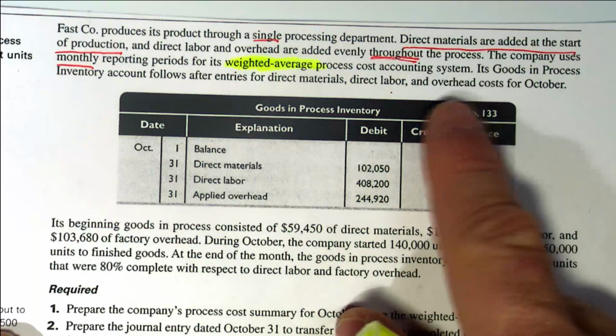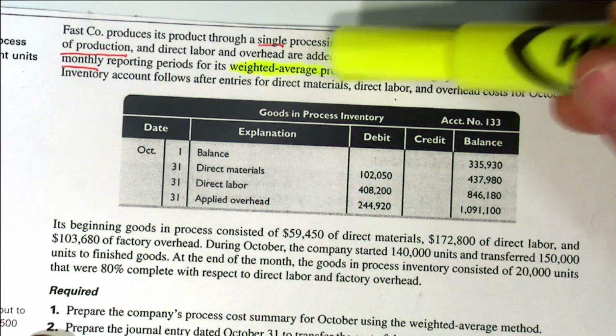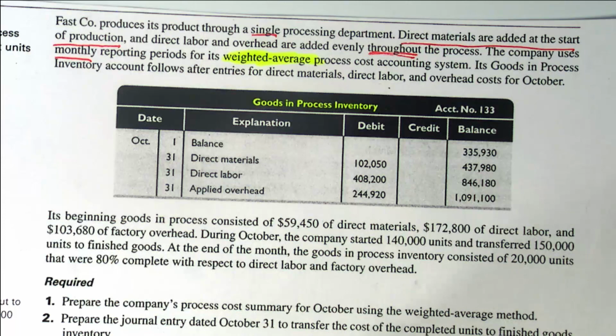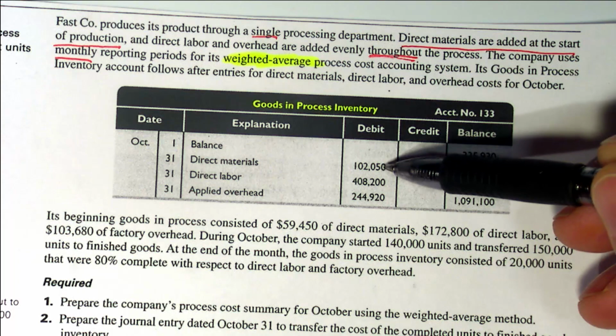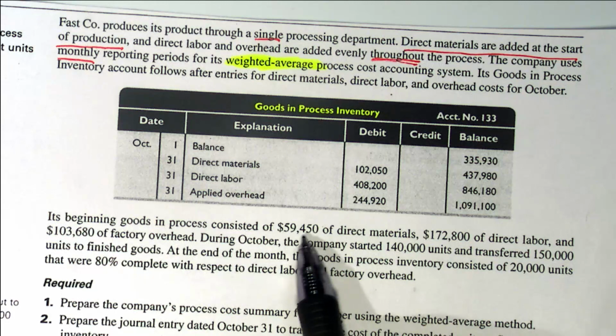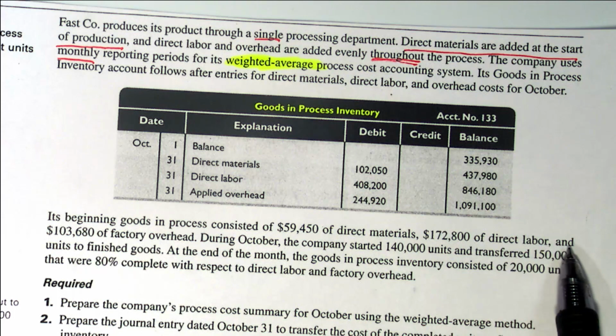Its goods in process inventory account follows after entries for direct materials, direct labor, and overhead costs for October. So this is a T account. Now the balances are to the side. This is for goods in process inventory, okay? Now we're going to be doing this for the month of October, all right? This is the beginning balance. This is the items added for each product cost throughout October, and that's the ending balance at the end of October, okay?